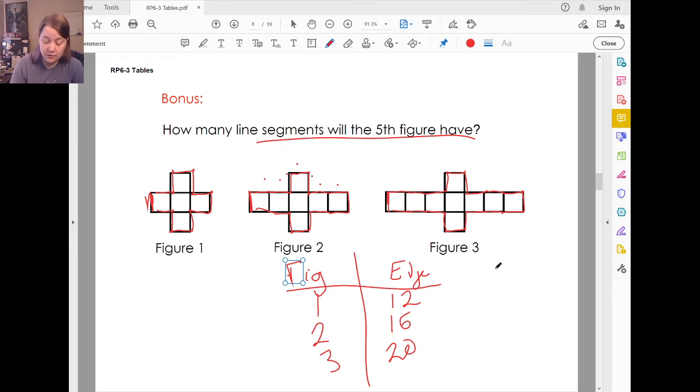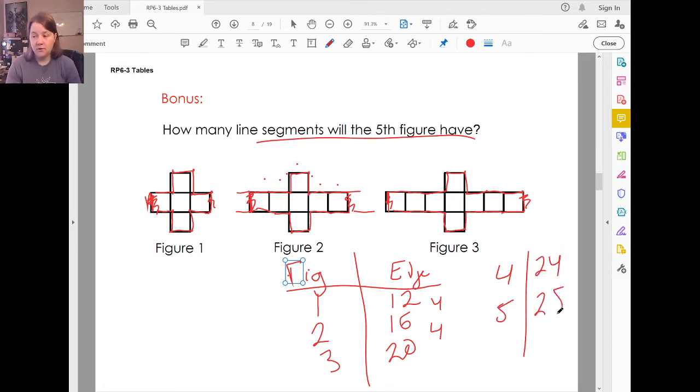If we had to do figure 4 first, what are these changing by every time? It's just changing by 4 every time, right? Because they're adding in an extra square here and an extra square here. These sides, if you see, are always there. It's just throwing another table into each side. So if it's changing by 4, figure 4 would have 24, figure 5 would have 28.